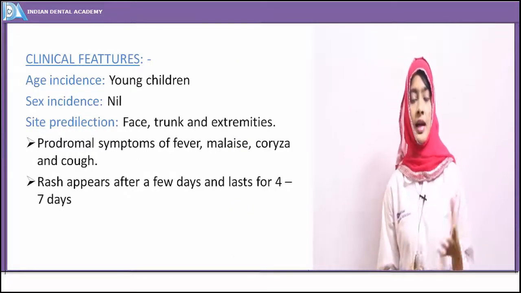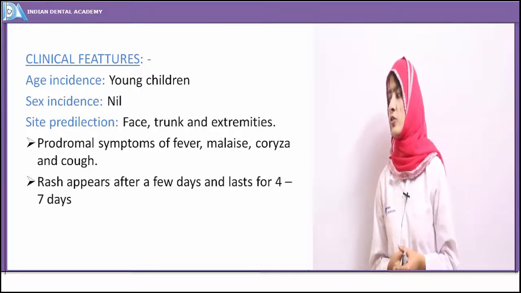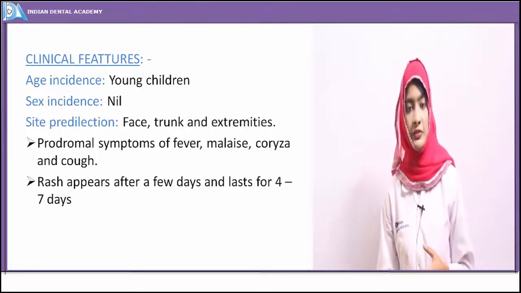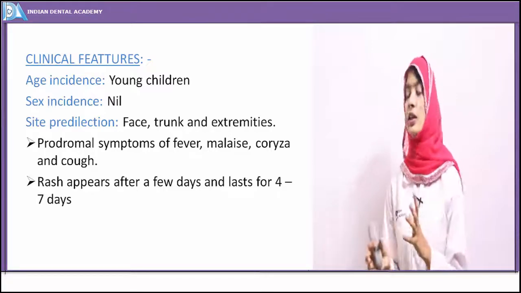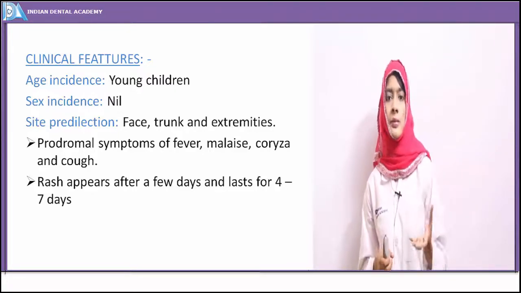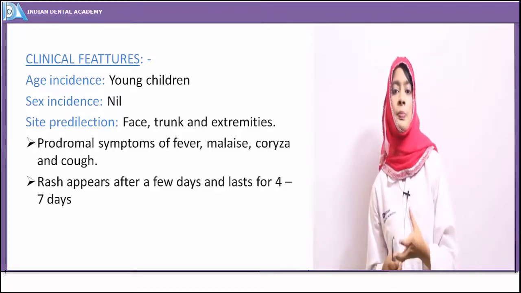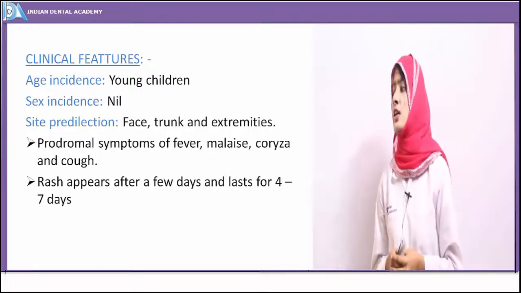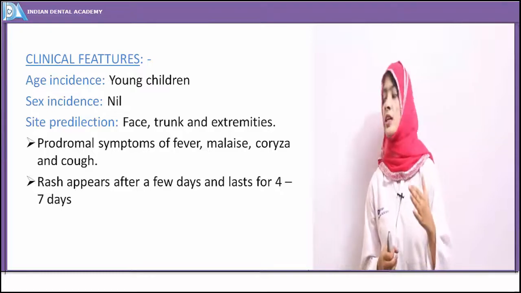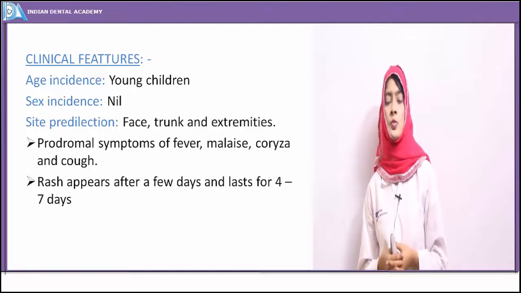So the prodromal symptoms of measles include fever, malaise, respiratory tract infection and cough. The cough and all denote that an upper respiratory tract infection occurs. So it may be due to transmission or airborne spread of the virus. Once the prodromal symptoms begin, the rash begins after about 3 to 4 days of the beginning of prodromal symptoms.